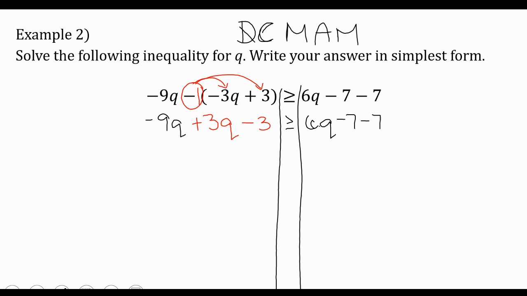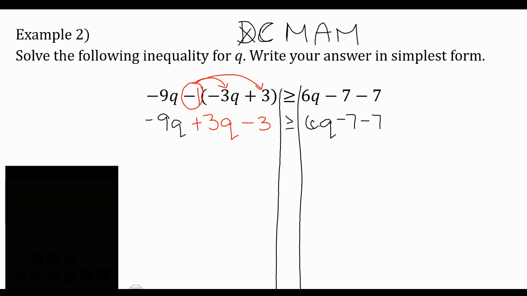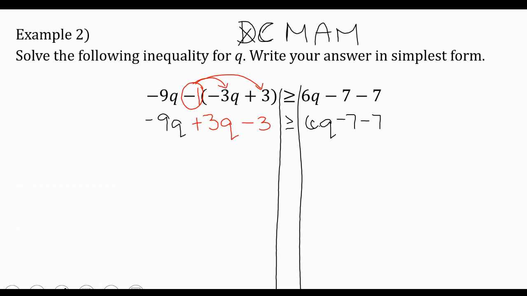Okay, so that was the first step. We distributed. Perfect. Now let's take a look for like terms. Remember, they have to be on the same side. So on this side, we have a negative 9Q and a positive 3Q. They both have that variable with the same exponent, so they're like terms. Negative 9Q plus 3Q gives us 6Q. And then on this side, we have two constants, two numbers that don't have variables, so those are like terms. And when we combine negative 7 and negative 7, we get negative 14.